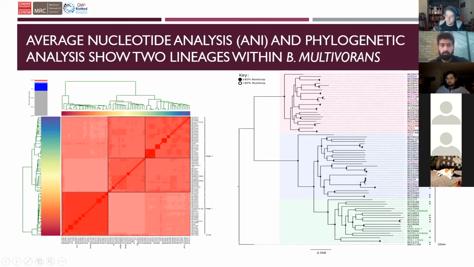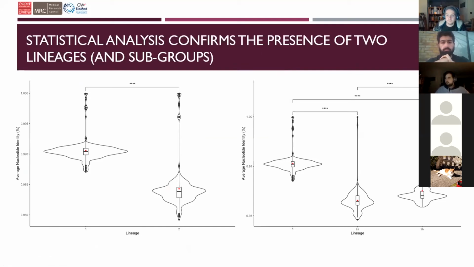And all those asterisks are those that have been sequenced as part of this study. So you can see that it's quite a nice spread. What I went on to do was look at the statistical analysis to confirm the presence of these two lineages. What you can see from the statistical analysis is that it provides certainty that there is this split in the two lineages, and also one for the three.